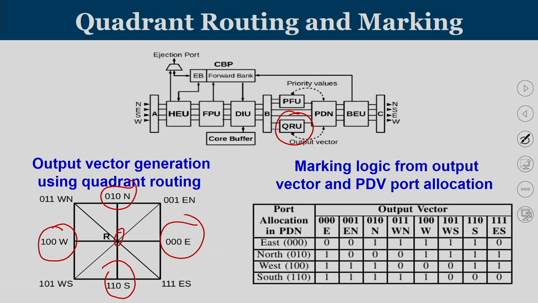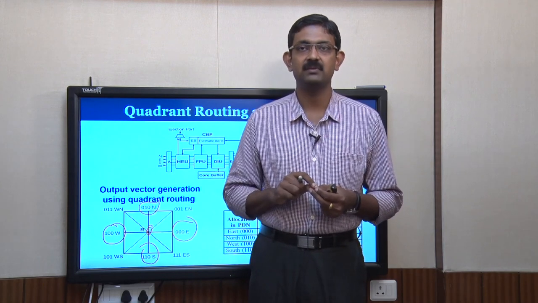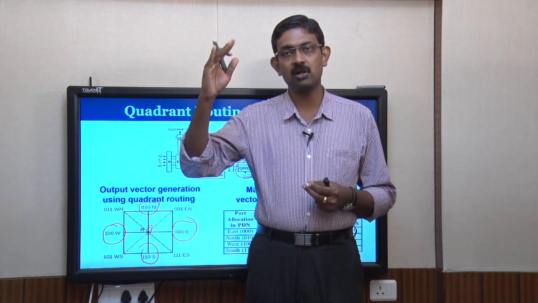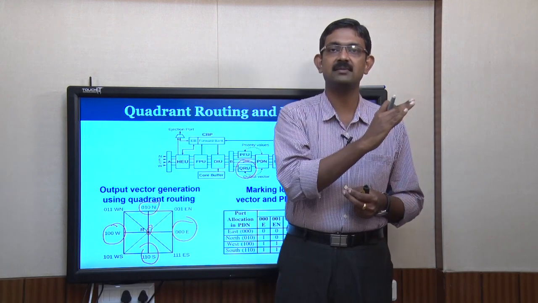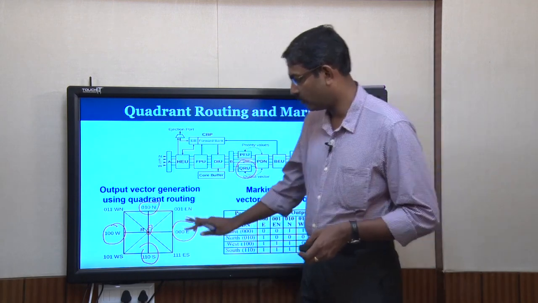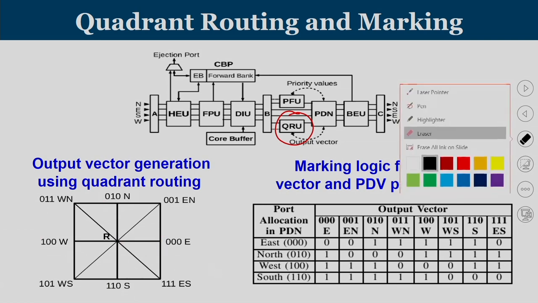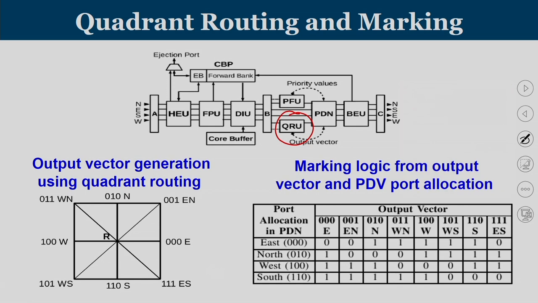So, let us say in the current router, you got a packet. The packet will belong to one of these 8 quadrants. It can be east, east north, north, northwest, west, then southwest, south, and then southeast. These are the potential directions that are shown here. Based upon the relative position of the destination router with respect to the current router, a 3-bit output vector is generated. What you see here is the output vector, and this routing is known as quadrant routing. So, the output vector is generated.